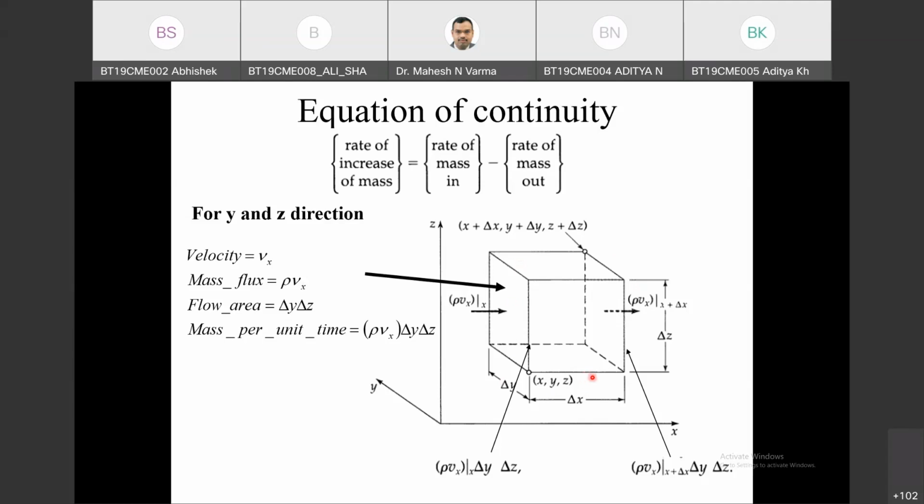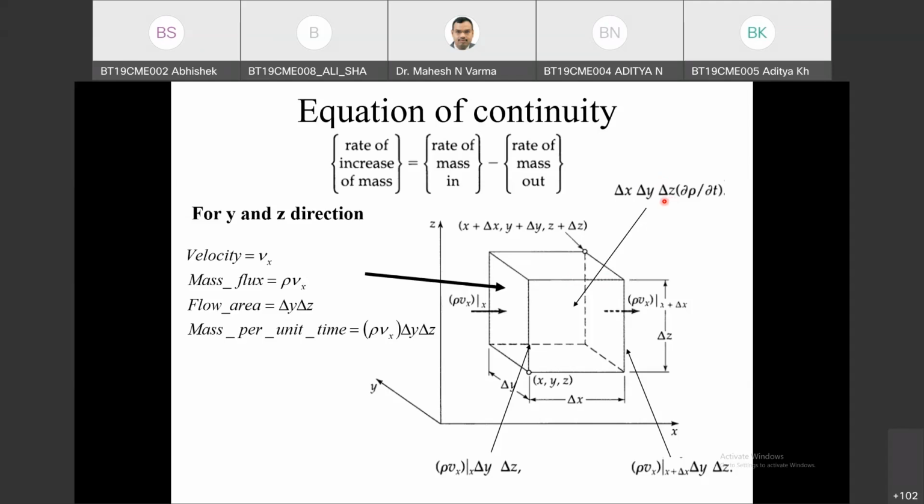So change in mass. Total change in mass. How to get the mass of this control volume? Density into volume. So what is the volume of this differential shell? Del x into del y into del z. Okay, del x into del y into del z into rho. That is mass, and its variation with respect to time, so del by del t of this thing.